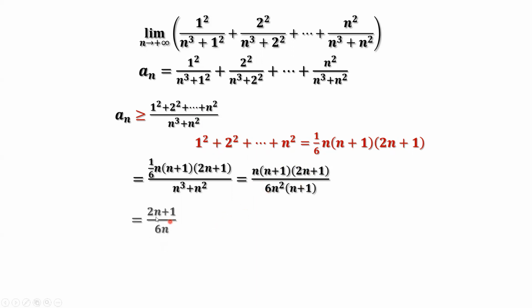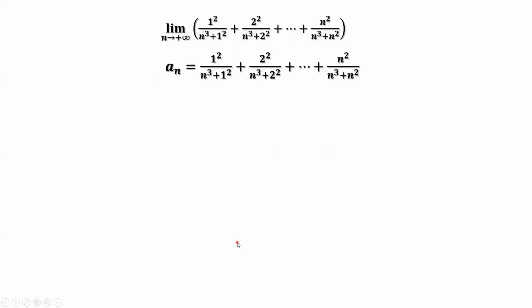We have 2n plus 1 divided by 6n. We have the first result. An is bigger than or equal to 2n plus 1 divided by 6n.